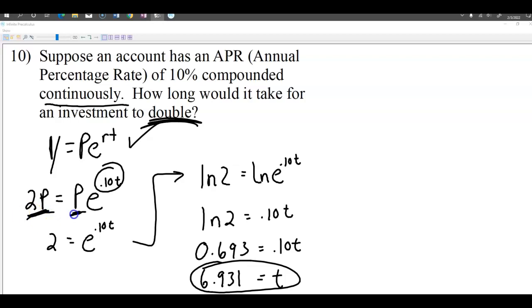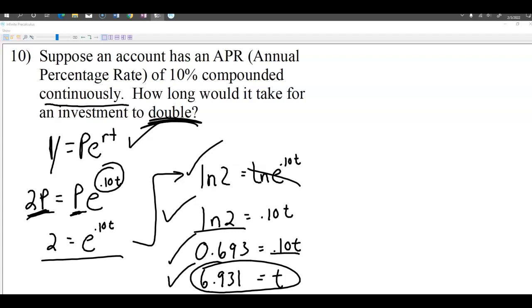If you divide both sides by P, you're left with this. And then we want to cancel out the e, so we natural log both sides, and we end up with this. These cancel out, leaving us with this. Using our calculator to simplify that, we get 0.0693, and then dividing both sides by this 0.01, we have our final answer of 6.931. And there it is.